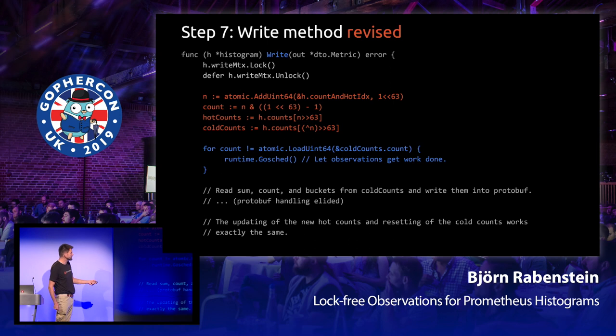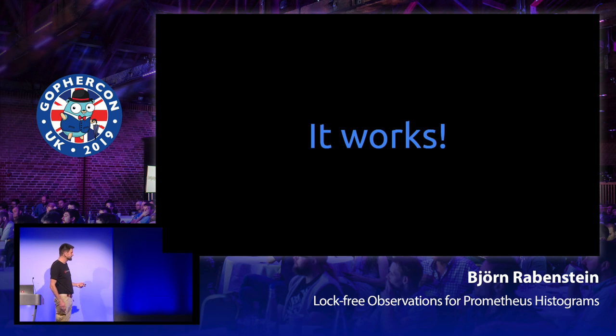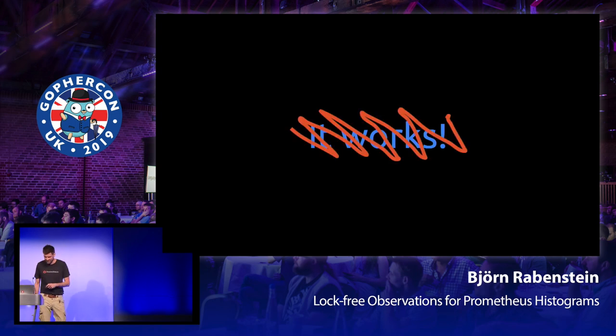We wait for the count in the counts to be the same as the count we read from this count and hot index. Does it work? What do you think? It works. I mean, it worked in my unit test where I did this a million times. Great. Release it, push it, tell the world histograms are now finally consistent. Great, except that it didn't work.